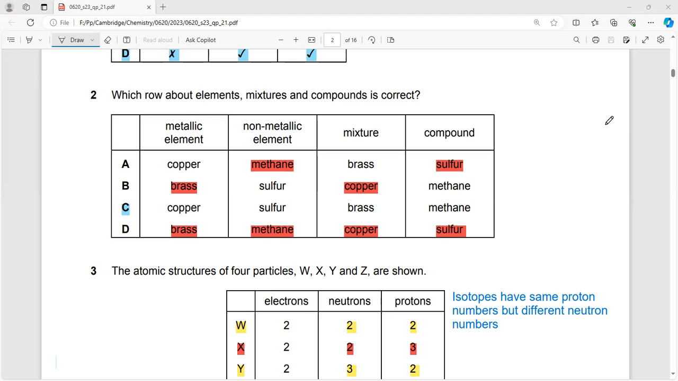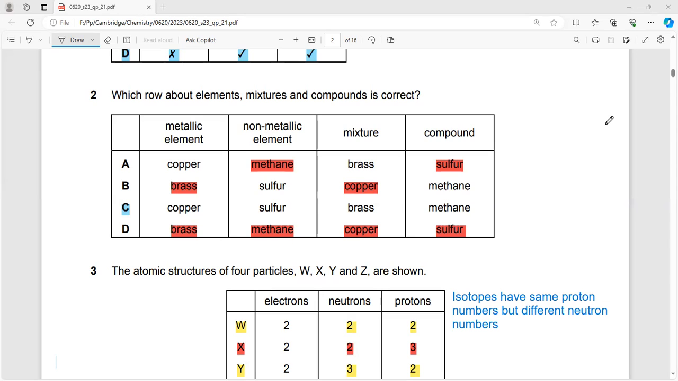So we're going to move to column number 2, the non-metallic element. So sulfur is a non-metallic element. So here we can find our answer in the second column; if A is wrong, then C is correct, our answer. So you can find your answer, and this answer you can confirm in the third and fourth columns.